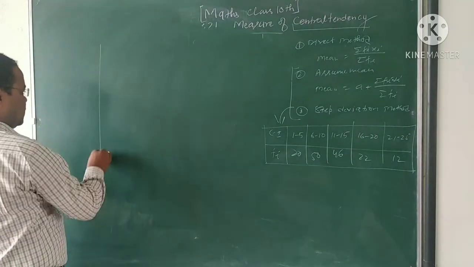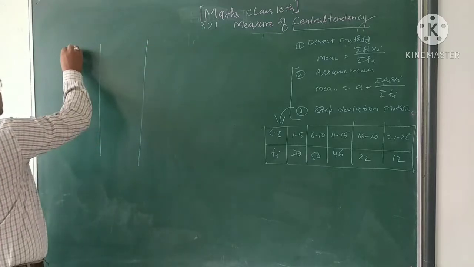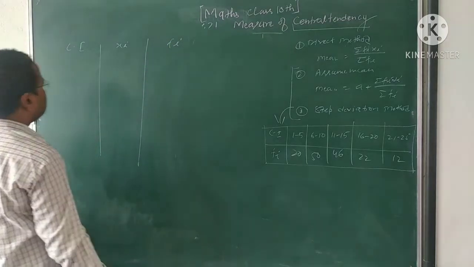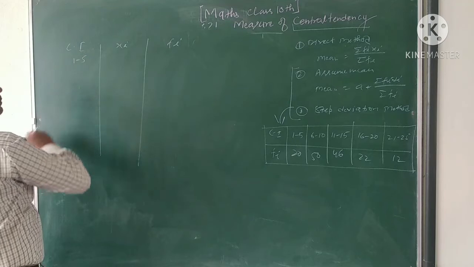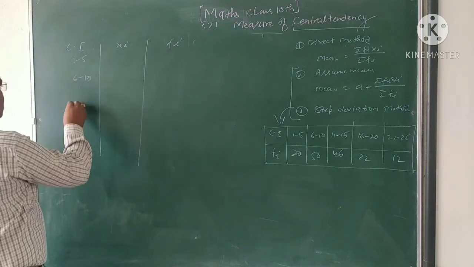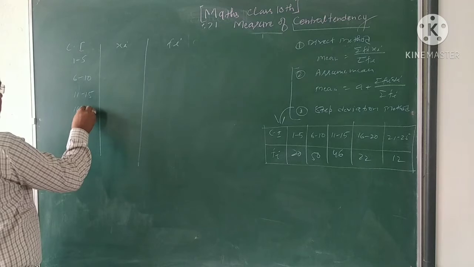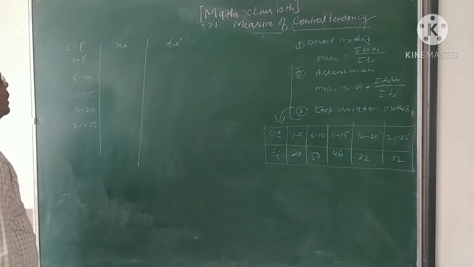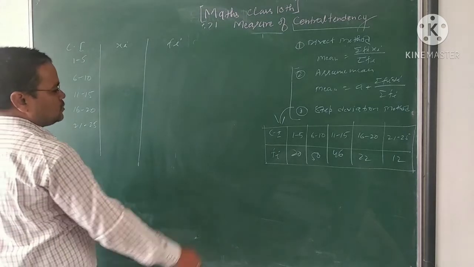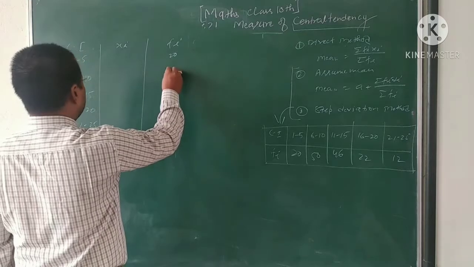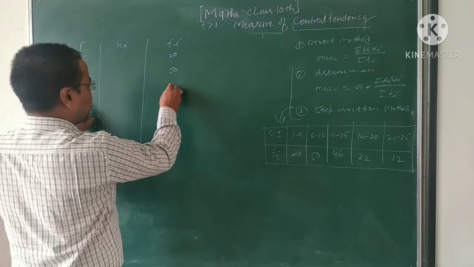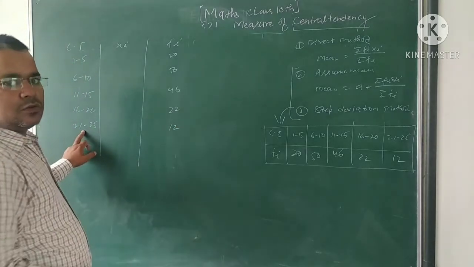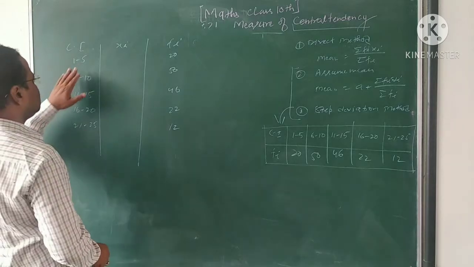Again we draw a column for class interval here, then the corresponding frequency. So here 1 to 5, 6 to 10, 11 to 15, 16 to 20, 21 to 25, like that. And its corresponding frequency is also given: here 20, 50, 46, 22, and here 12. Okay? Now what do we do? We just find its class mark.